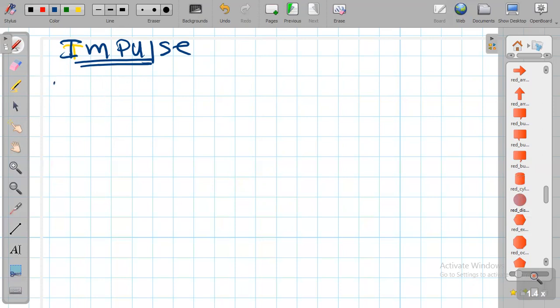Okay, impulse. This is the definition. Impulse is the product of force and time, for the collisions of two objects. Product of force and time.